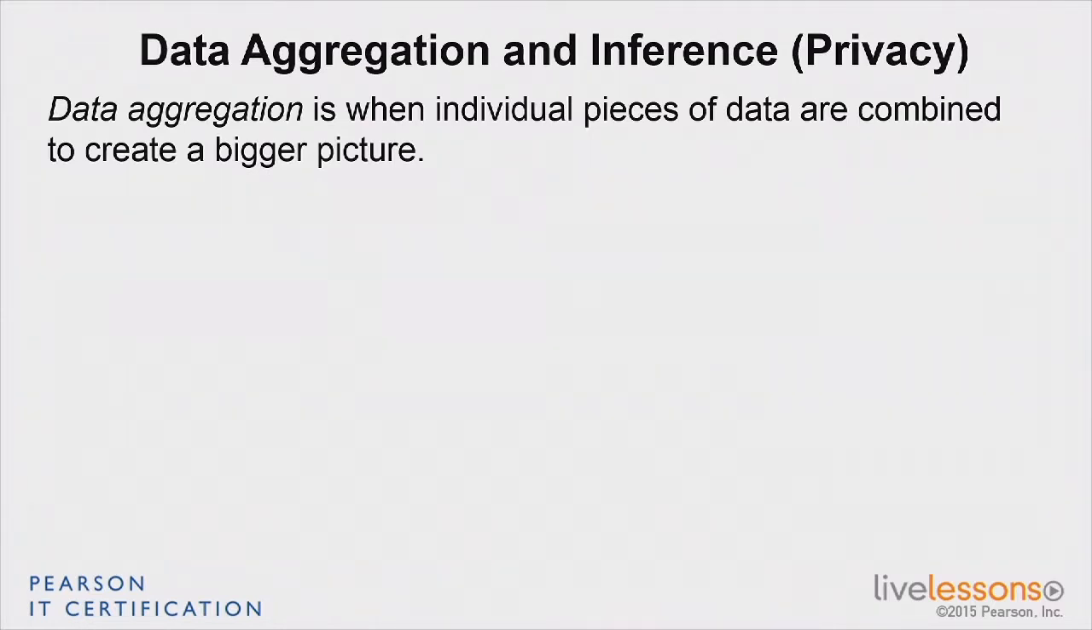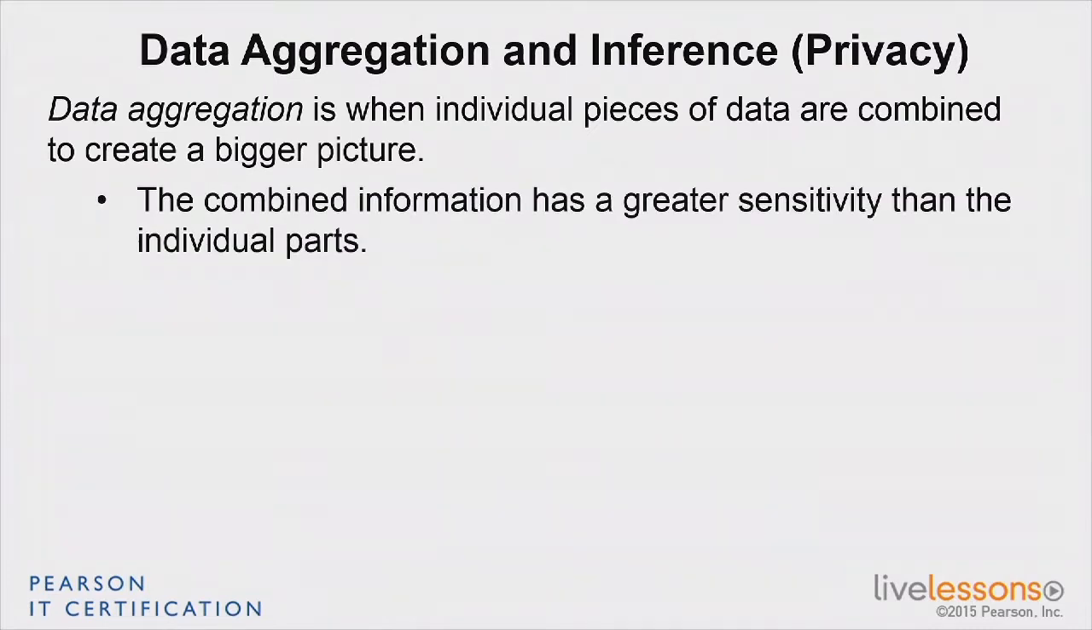Data aggregation is when individual pieces of data are combined and they create a bigger picture. And just like metadata, the combined information could have a greater sensitivity than the individual parts. This could also be a privacy violation. If you think back to our privacy principles many, many lessons ago, one of the principles was that we should always let users know why we're collecting their data and how we're going to use it. But once we move into data warehousing, data mining, data aggregation, all of a sudden we open up this can of worms of all kinds of new ways that their data may be used, that the user may not have agreed to, which in effect is a direct violation of privacy.